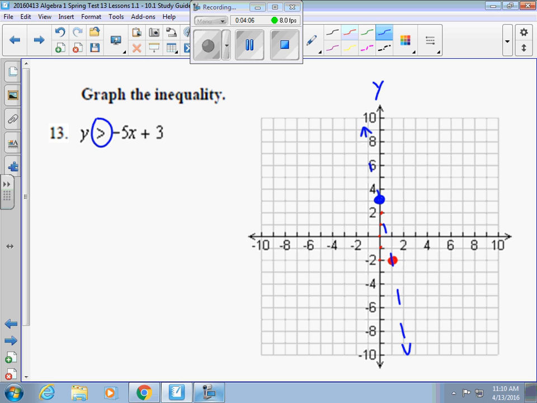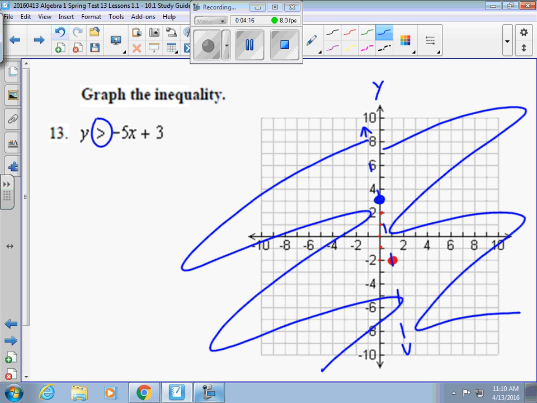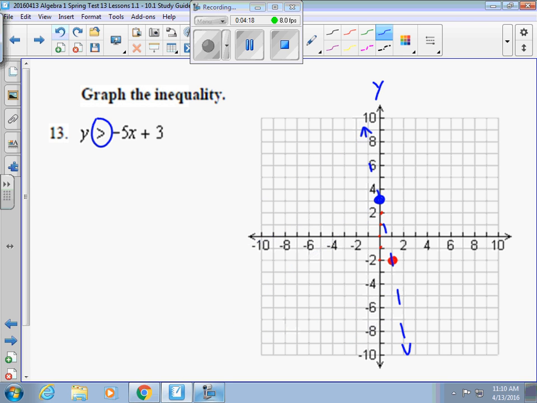The second difference with inequalities is you have to shade one of the half planes. You have to shade all of the points this way or all of the points that way. We're not going to guess which side to shade. We're going to test one of the points. You can test any point you'd like that's not on the line itself. Remember, the easiest point to test is 0, 0. It doesn't pass through 0, 0. Since it doesn't, we're going to use it. It's easiest to use that one because you can multiply by 0 and easily remember what the numbers are.